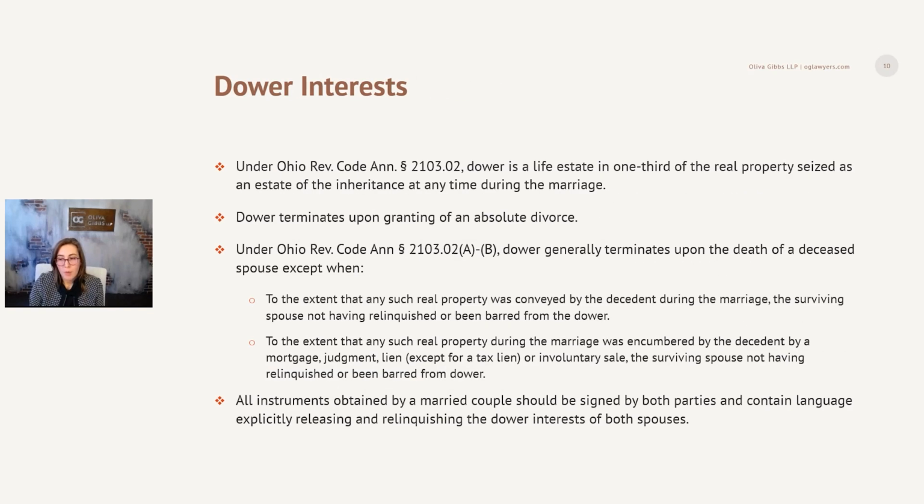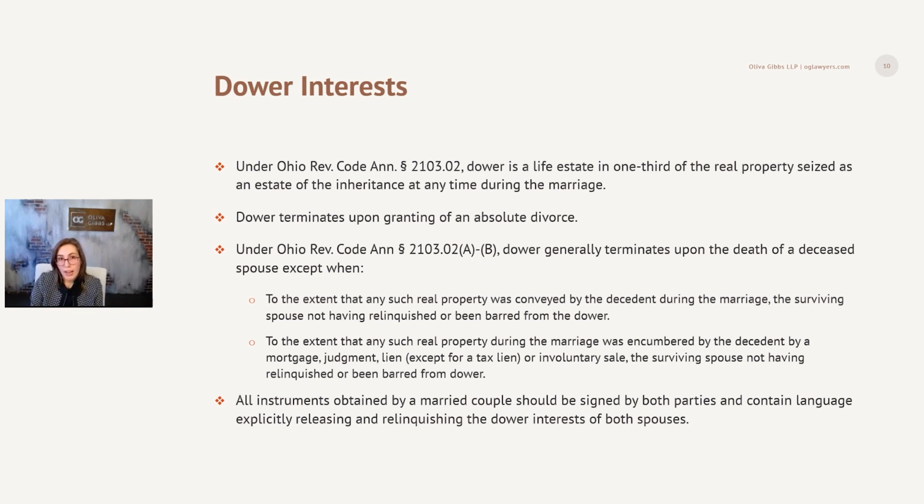Touch on dower. I know that most people tuning into this webinar are familiar with the concept. The main thing that I want to note here is dower is one of the main reasons why it is important to include the grantor's marital status when executing deeds. Without stating the grantor's marital status, there's no way to know if someone is out there holding a dower interest that's not been released and relinquished. And of course, that would be a cloud on title.